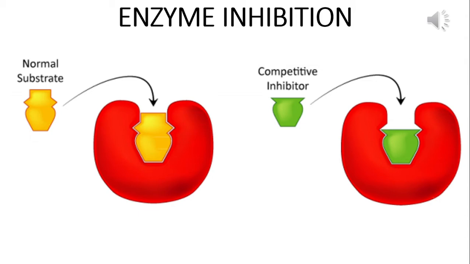Prostaglandin is a group of compounds. One of their effects in the body is to cause pain. So whenever prostaglandins are produced, we feel pain. So aspirin inhibits the production of prostaglandins, thereby relieving the sense of pain from the body.